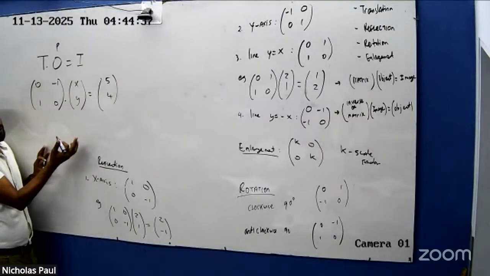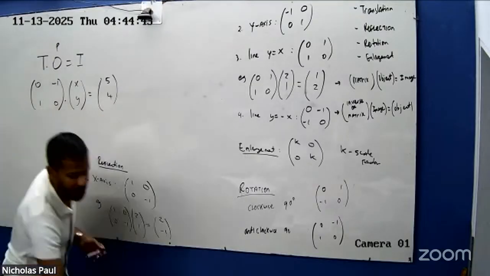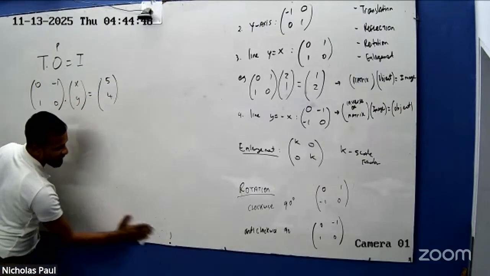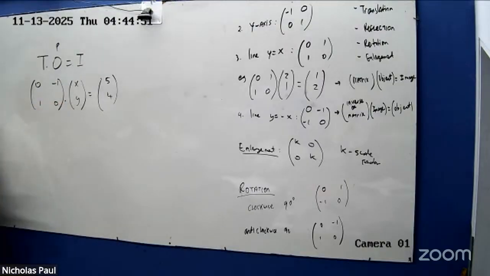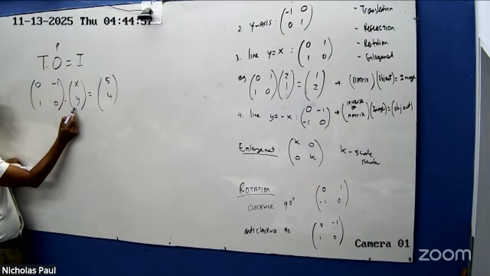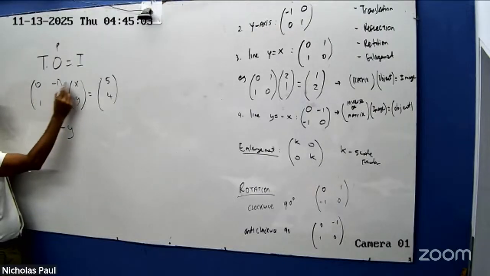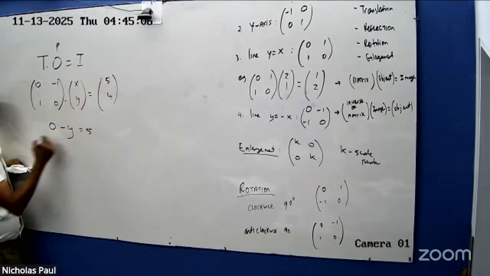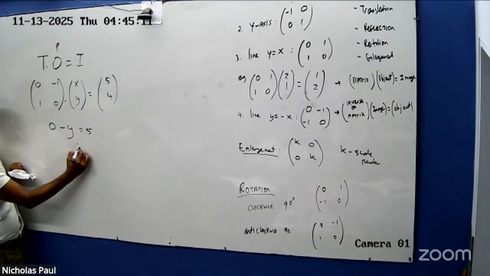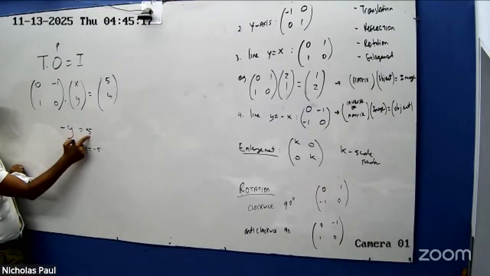You have two options. If you want, you could find the inverse of this and multiply it by this, and that will work as well. But I don't want you to do that, because watch how easy it is. Once you set it up like this, and you remember how to multiply, row by column: 0 by x, minus 1 by y, and that first value is equal to 5. Everybody okay with that? So that means that y is equal to minus 5, because minus y is 5.